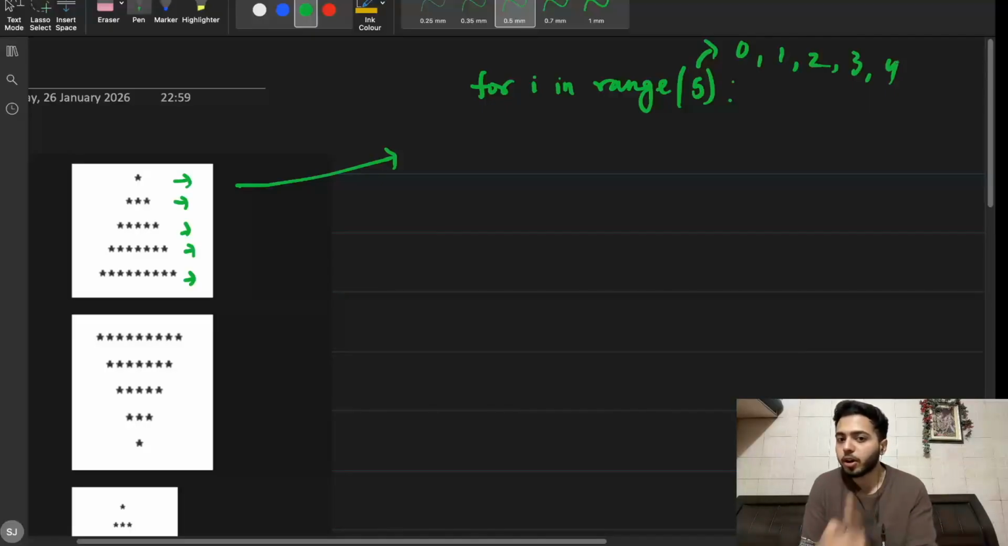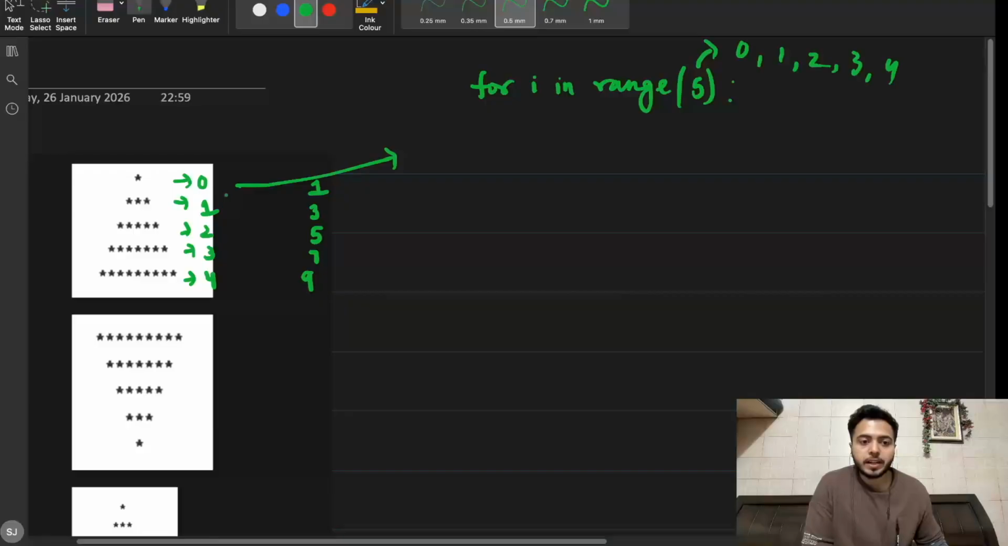Let's talk about the number of columns, guys. When i is 0, how many columns do I need? I need 1 column. When i is 1, how many columns do I need? 3 stars. When I say number of columns, I mean the number of stars which I need to print. When i is 2, it is 5. When i is 3, it is 7. When i is 4, it is 9.